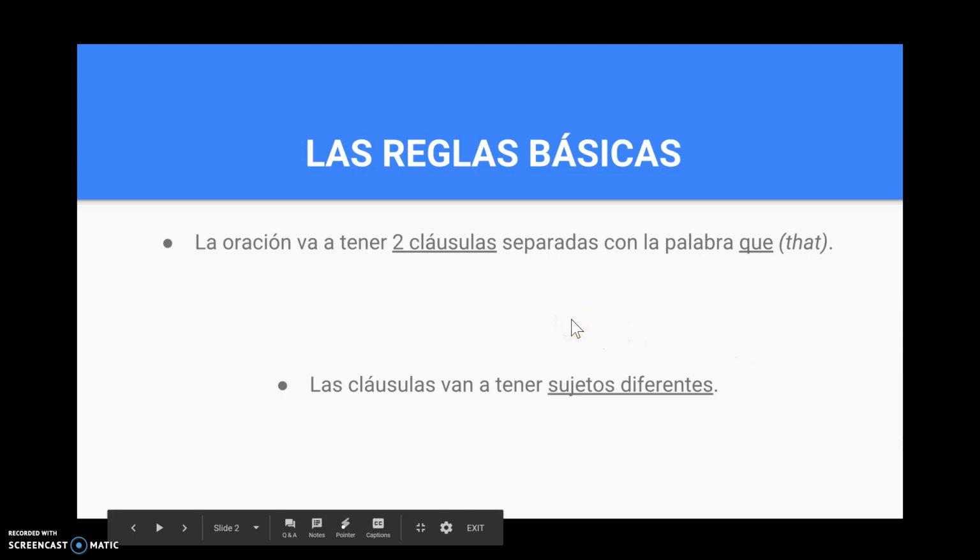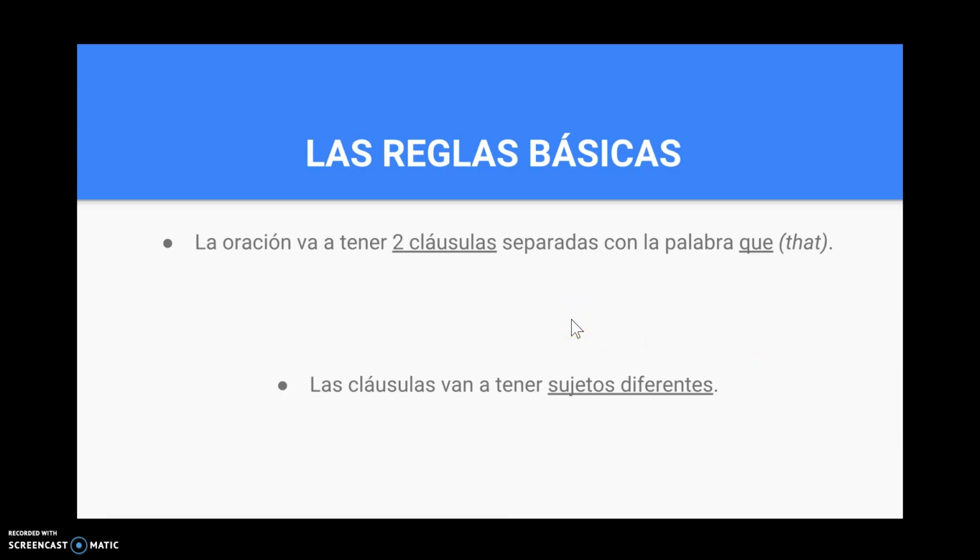First off, with the most basic rules at the top of página 6, you're going to note that la oración va a tener dos cláusulas, two clauses, and that you're going to see la palabra que without an accent, which means that, entre or between these two clauses. Aside from the fact that you're going to see two clauses with the word que between them, the most important thing that you need to remember is that las cláusulas van a tener sujetos diferentes. In order to use a subjunctive, the clauses have to have different subjects.